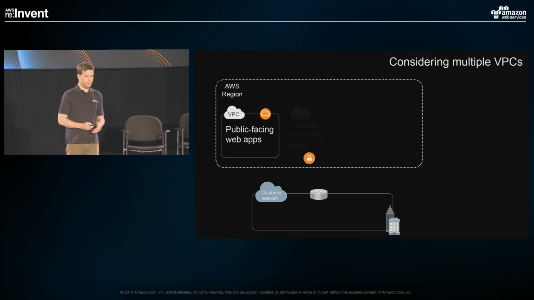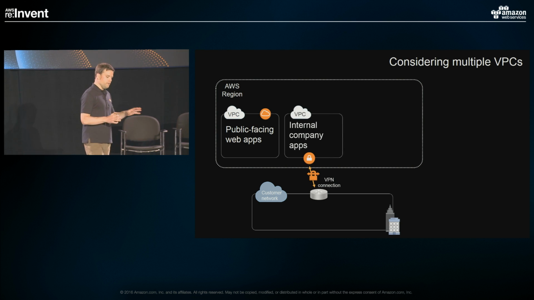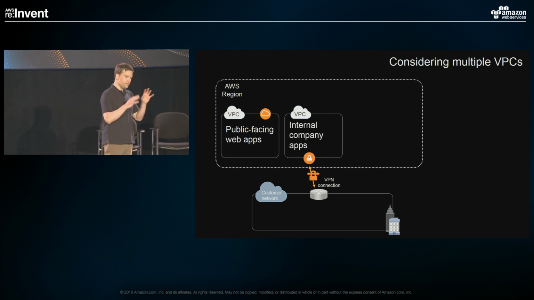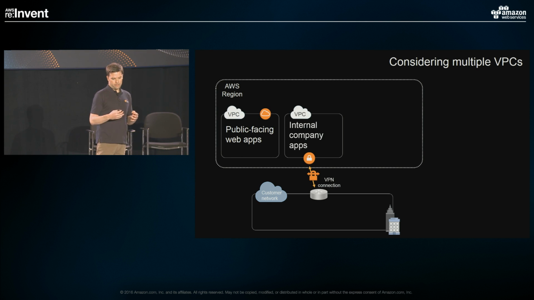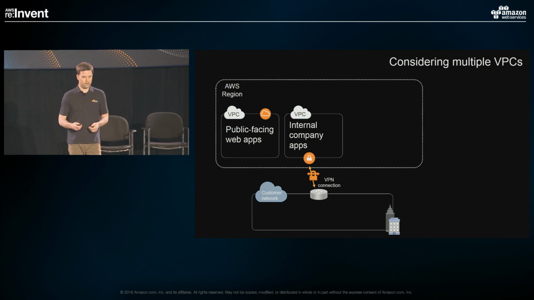So here we are. We have our one VPC, and now we're moving on to our next one, where we have an internal-only corporate IT app that we want to connect to our internal corporate network over IPsec tunnels.